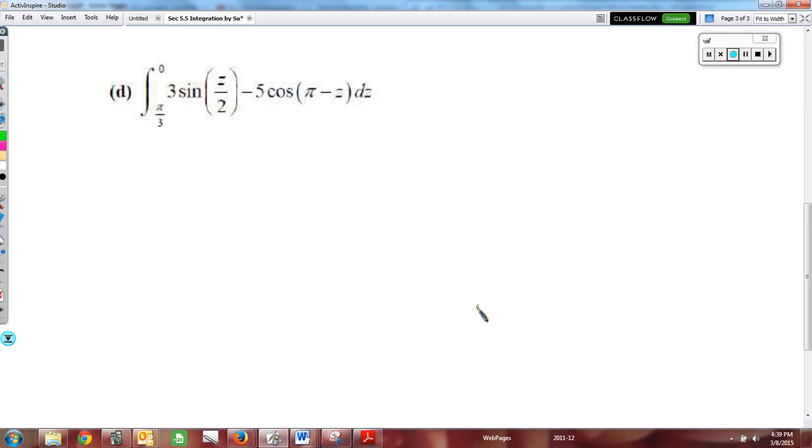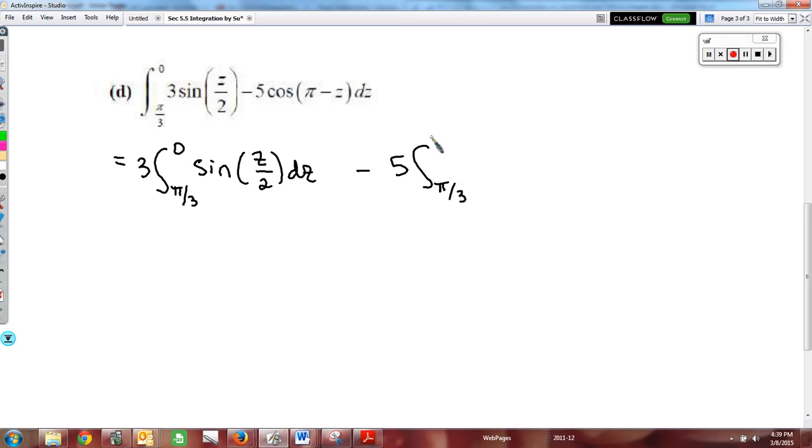You want to be very careful when you are doing this that when I integrate this, I'm actually going to distribute through. So I'm going to do pi over 3 to 0. I'm actually going to pull this 3 out. Sine of z over 2 dz minus 5 integral pi over 3 to 0 cosine of pi minus z dz. So I separate that first.